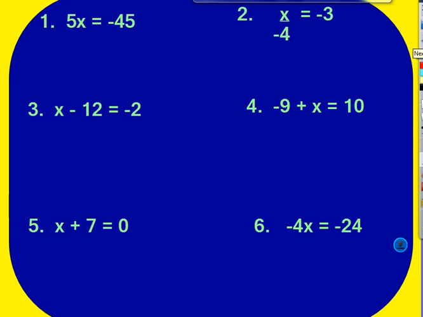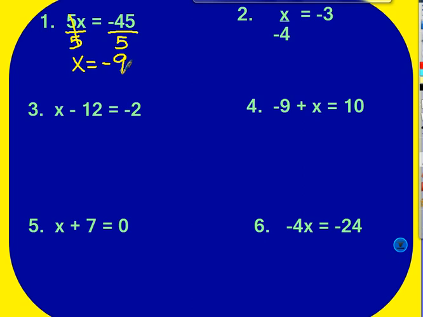Now we are going to try a few more examples. The first example says 5x equals negative 45. The 5 and the x are being multiplied, so I will use division to solve. I divided both sides by 5 and got a solution of x equals negative 9.